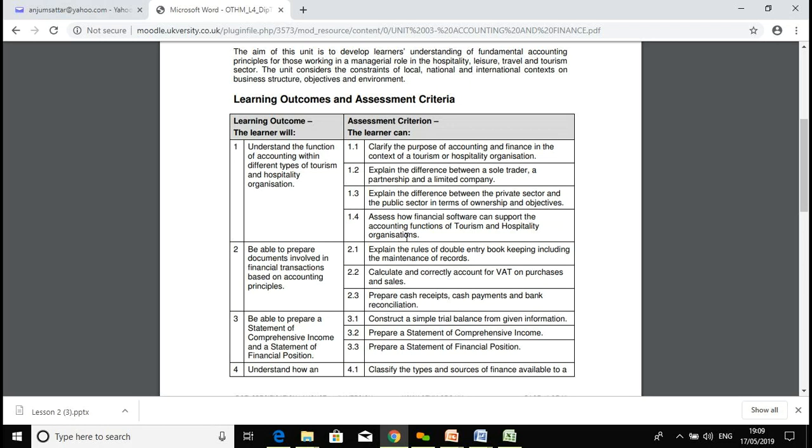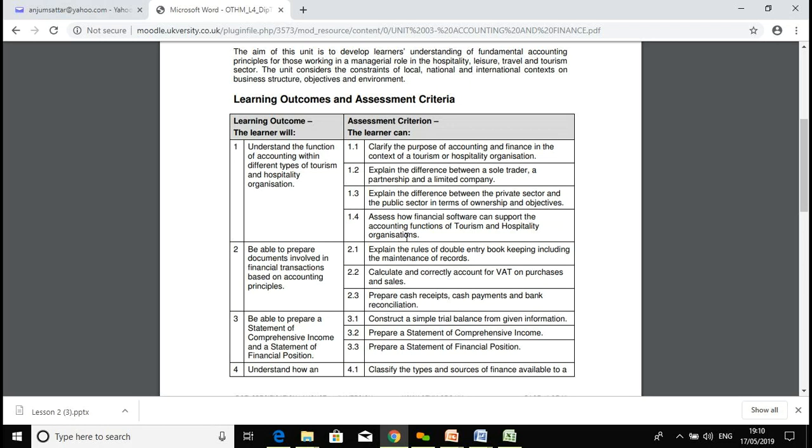Then in LO2, we discussed double entry bookkeeping based on debit and credit. What goes on the debit side: assets, expenses and drawings. And what goes on the credit side: income, liabilities and capital. And then we discussed VAT.